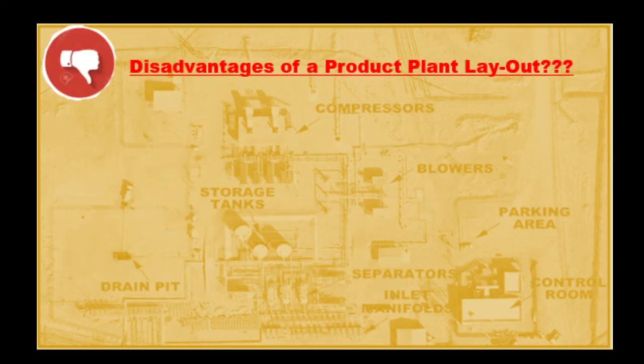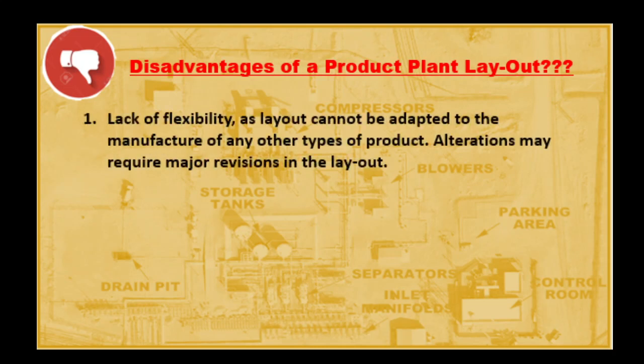So, doon naman tayo sa disadvantages na tinutukoy natin product plant layout. So, first one, there is lack of flexibility as the layout cannot be adapted to the manufacture of any other types of product. So, ginagamit lang natin yung product plant layout for standardized goods. So, yun din yung reason kung bakit gumagamit tayo ng specialized special purpose machine kung saan meron talaga silang specific output. So, alterations may require major revisions in the layout.